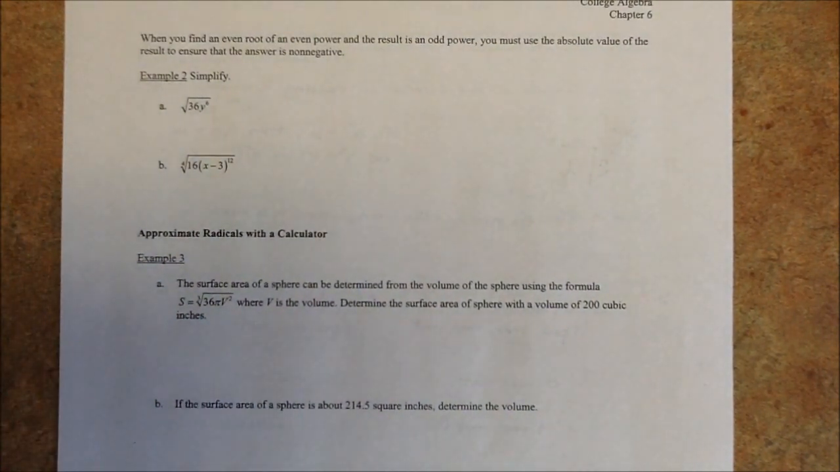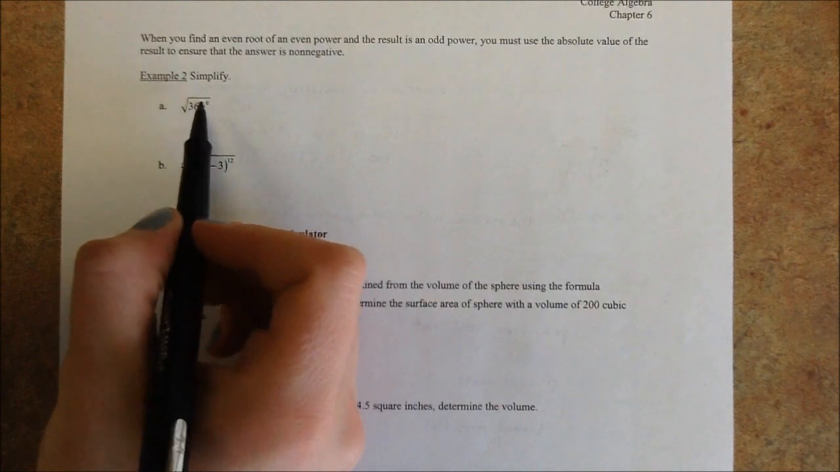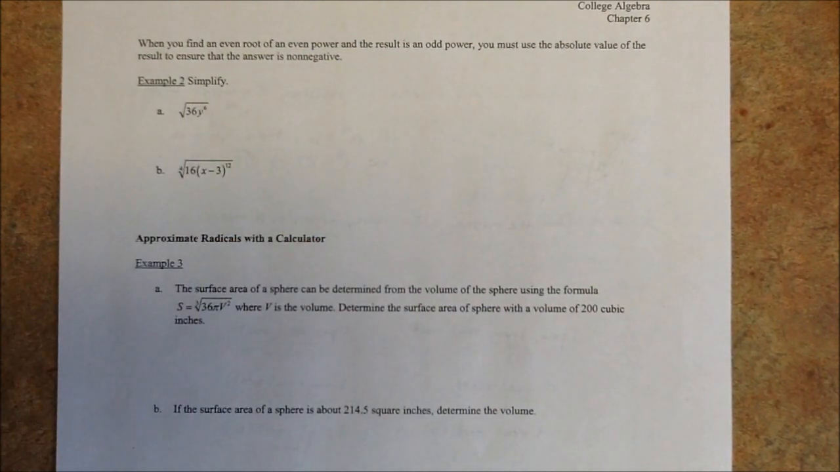Okay, this is just a quick note here, and it's going to seem a little tricky, but I'll walk you guys through it. When you find an even root of an even power, okay, so if the index is even and the power inside is even, just like what's happening here. Here the index is 2 and the power is 6. They're both even. And the result is an odd power. You must use the absolute value to ensure the answer is non-negative.